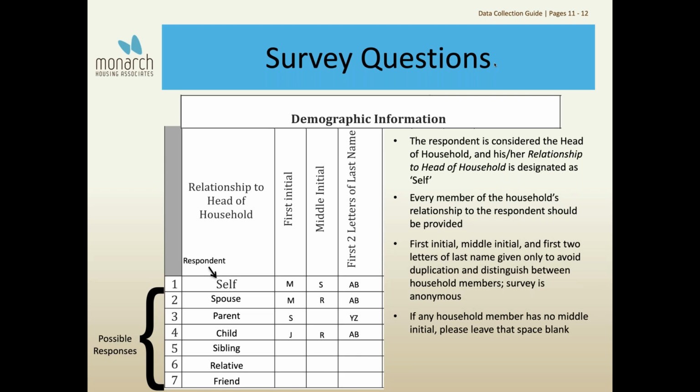Again, this is to avoid duplication, and so that we can identify if there are duplicate surveys. So be sure to inform anyone that you're interviewing that it is anonymous. If a household member has no middle initial, you can leave that blank.